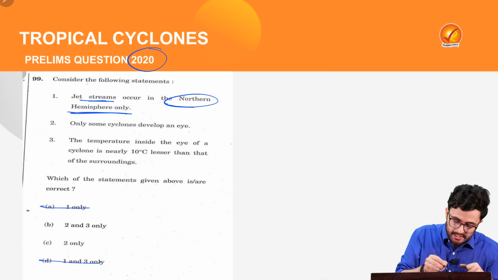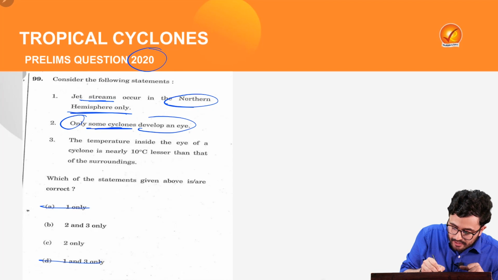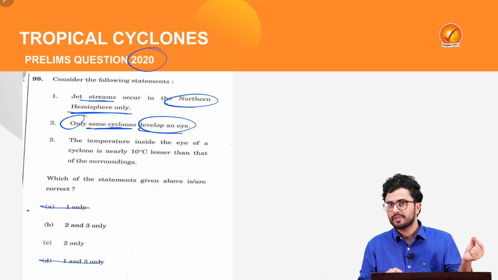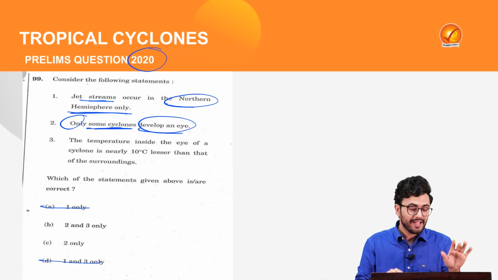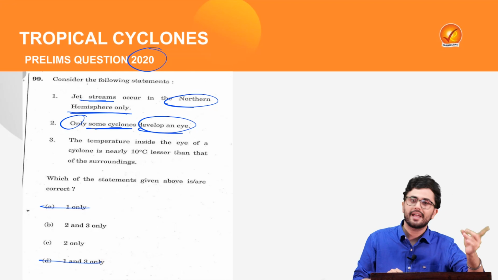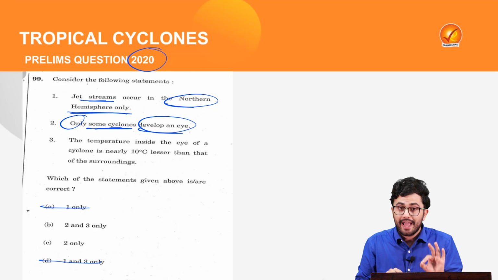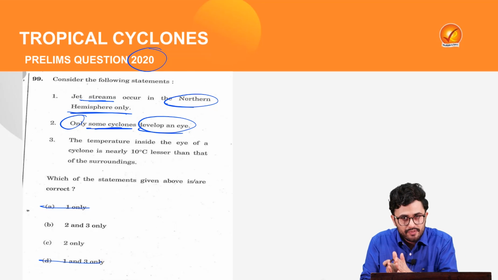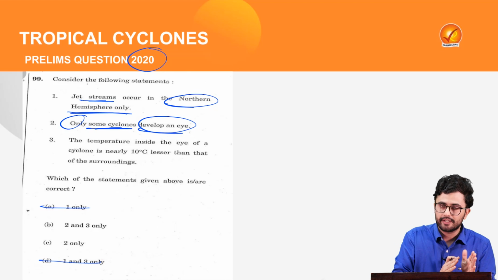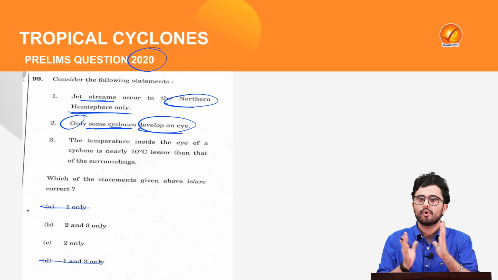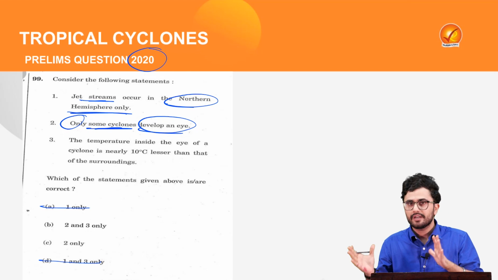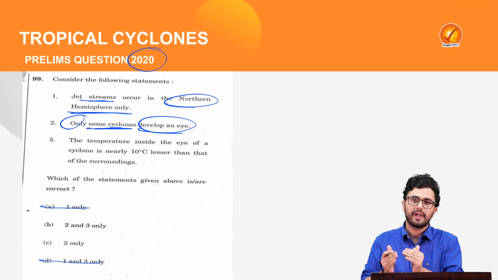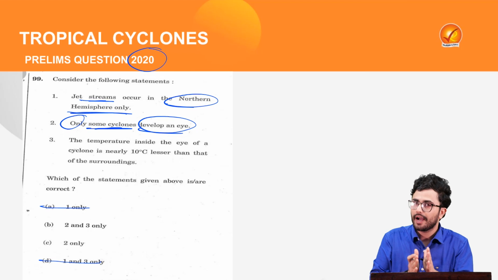The second statement says that only some cyclones develop an eye. Now this is such a beautifully framed statement because it does not say that only some tropical cyclones develop an eye. Rather, it says that some cyclones develop an eye. As we know that in the case of temperate cyclones, as they are majorly formed over a front where warm air meets cold air, many times there can be an absence of any low pressure area or eye.